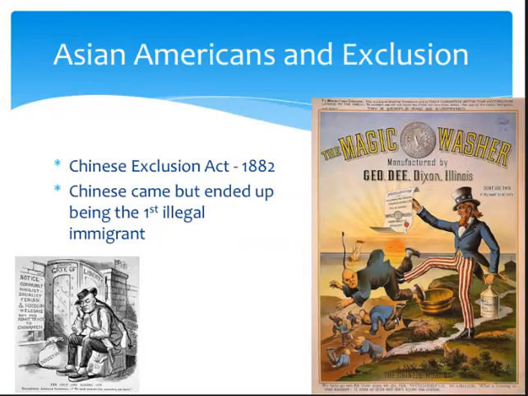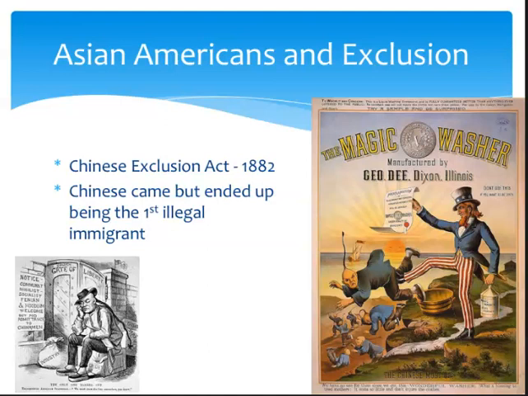Now, you also have Asian Americans and our true disdain or dislike of them coming over during this time period. So much so that we created a law called the Chinese Exclusion Act, which is exactly what it sounds like. We excluded Chinese from coming into America, and that was passed in 1882.